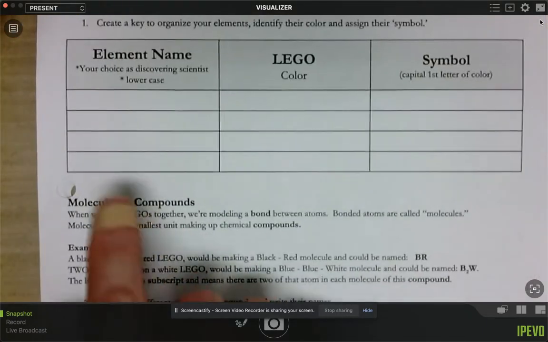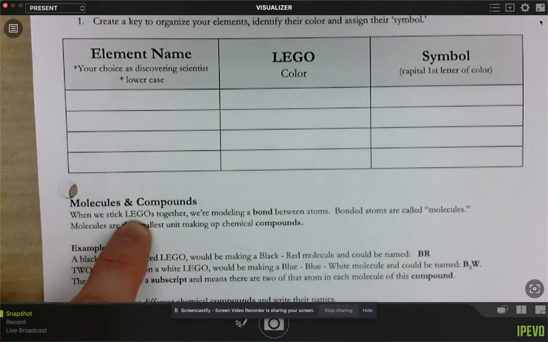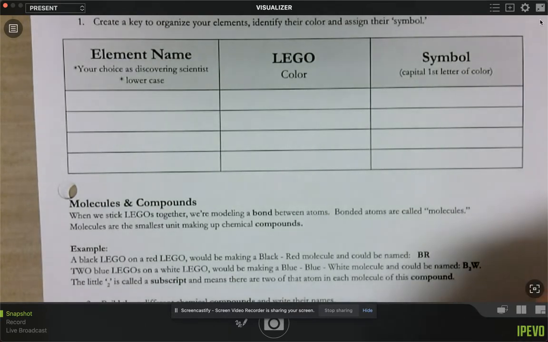If you search right down to this middle part, molecules and compounds, because depending on when you did this, you may or may not have gone through the vocabulary that I need you to know for this. So what's the purpose? What are we doing? When we stick Legos together, if you're thinking, I have no idea what a Lego is, we need to have a conversation with one another.